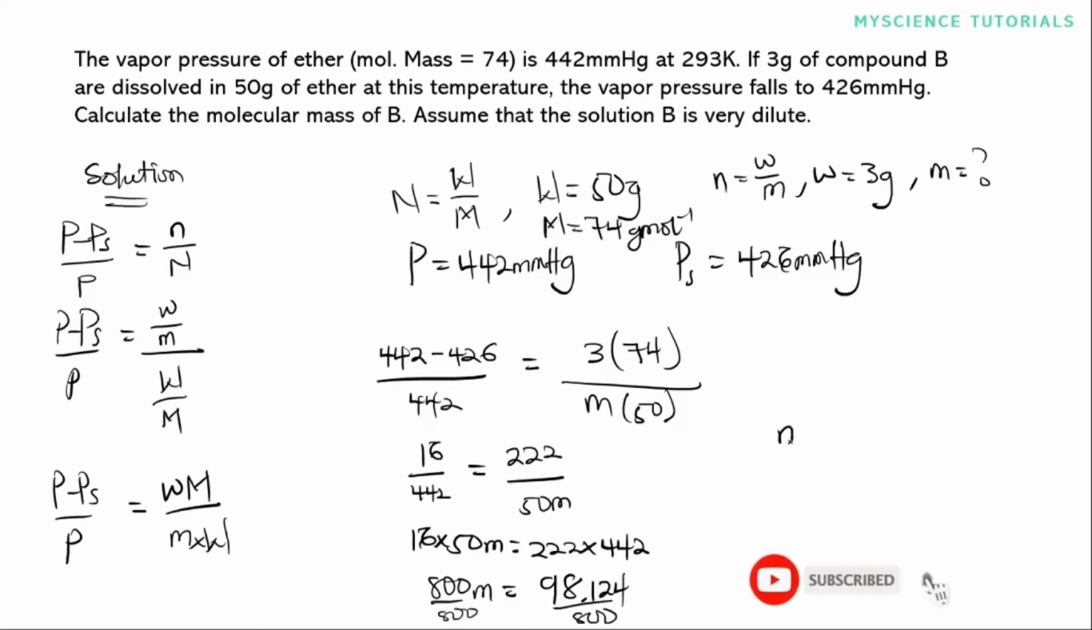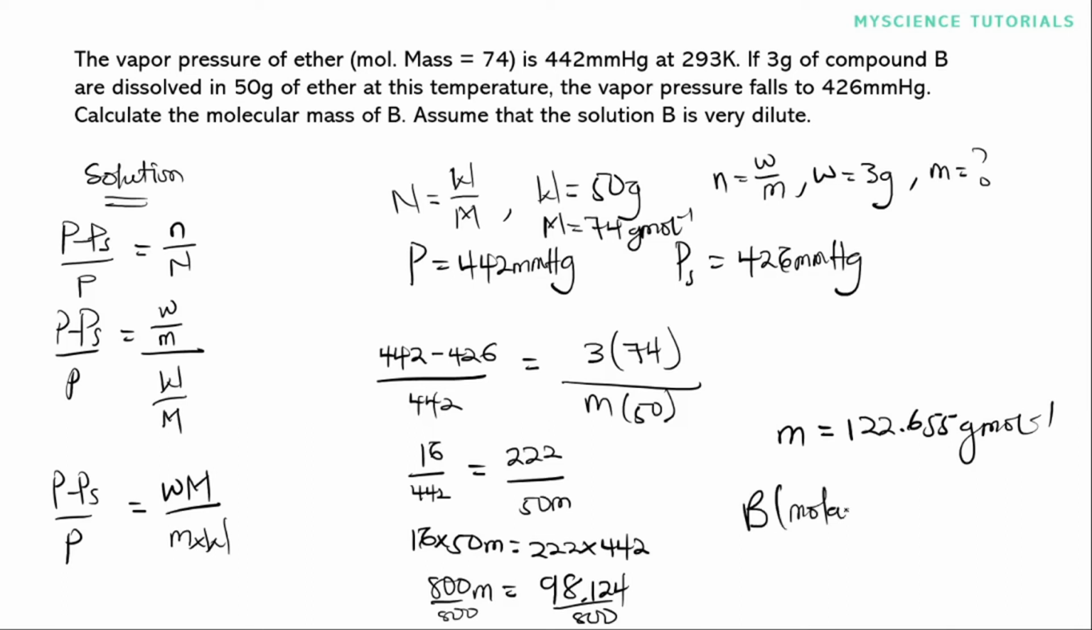So we have our m equal to 122.655 gram per mole. So the molar mass of B is approximately 123 gram per mole.